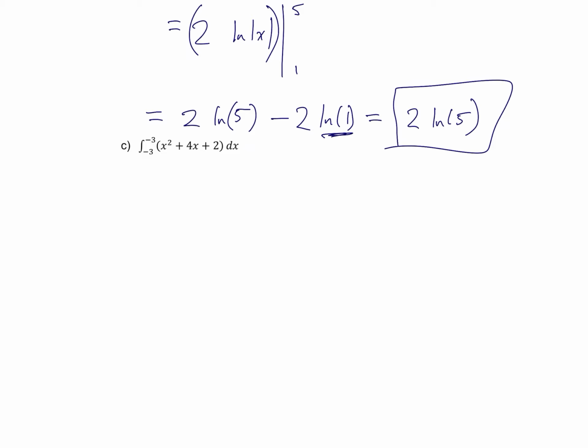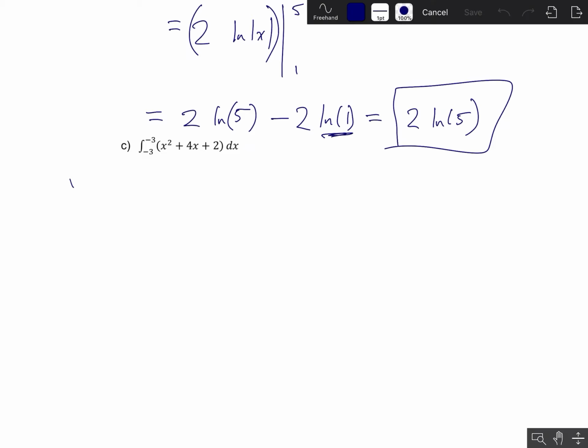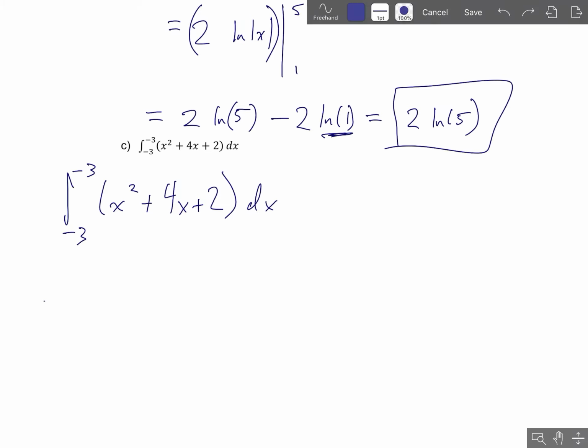Okay, so for this one, we can start integrating if we want to. So this is the integral from -3 to -3 of this expression, x squared plus 4x plus 2. Now, as we get comfortable taking these antiderivatives, I'm going to start skipping steps. So rather than writing this as 3 separate integrals and then factoring out the individual constants like this 4, I'm going to start just computing the antiderivative right away.